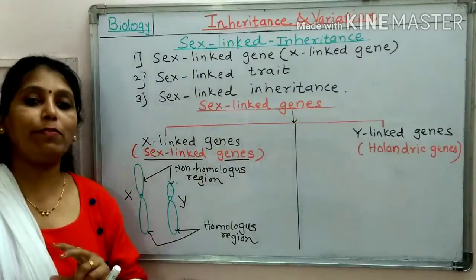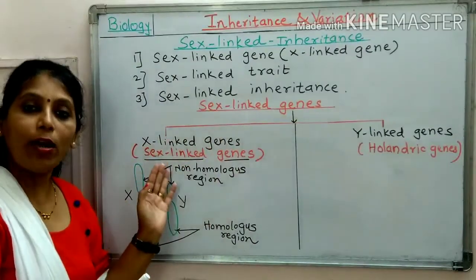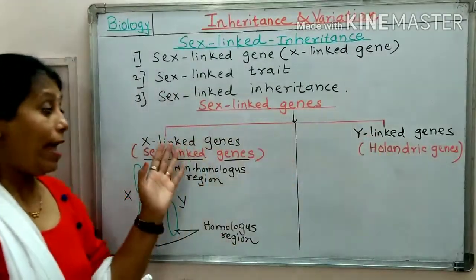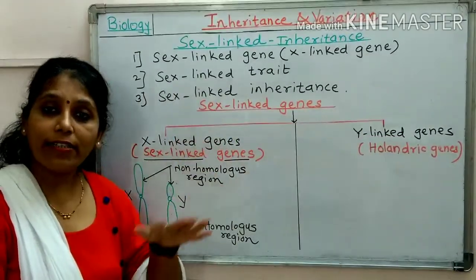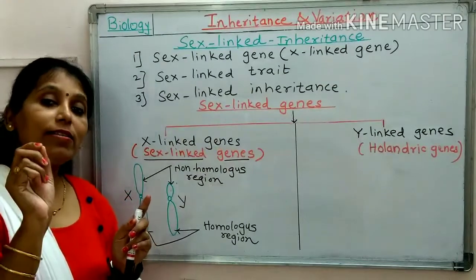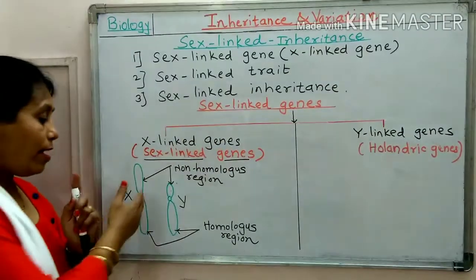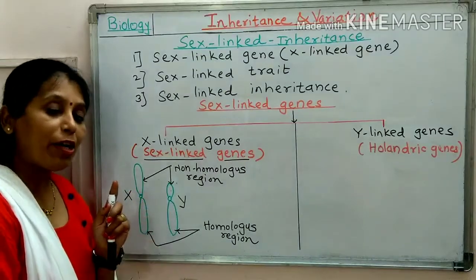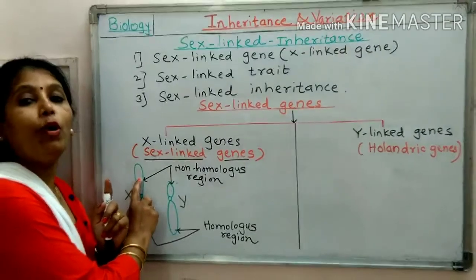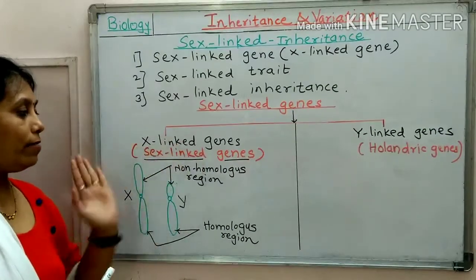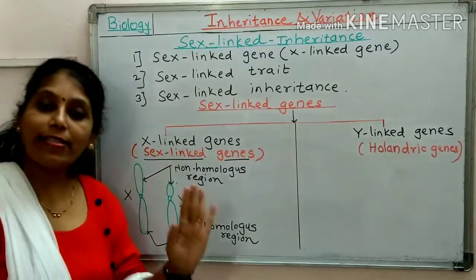Now we'll come to sex-linked gene and its types. There are two types of sex-linked gene. One is called X-linked gene. Another is called Y-linked gene. X-linked, why is it called an X-linked gene? Because that gene, which is responsible for the trait, is present on the X chromosome. But which part of the X chromosome? The non-homologous part of the X chromosome. So that gene is called an X-linked gene.